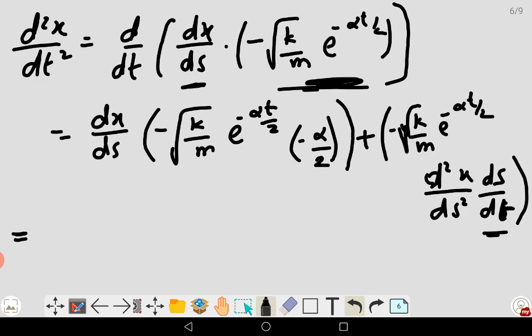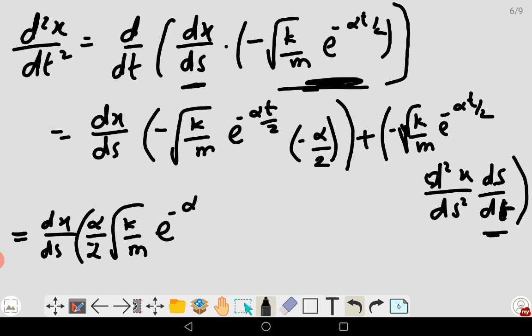What is this? d square x by dt square. Here dx over ds. Simplify this term. What is it? Minus and minus will be alpha over 2 square root of k over m e raised to minus alpha t over 2. That is in this term, right? Next term, minus.